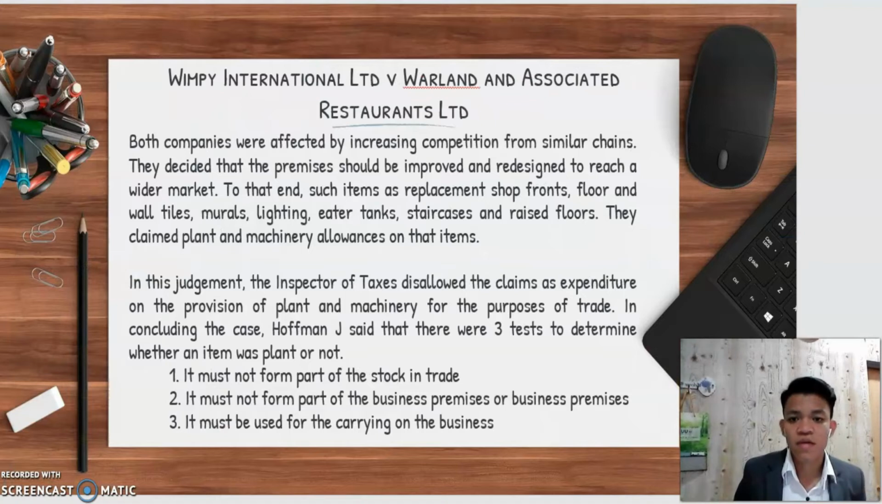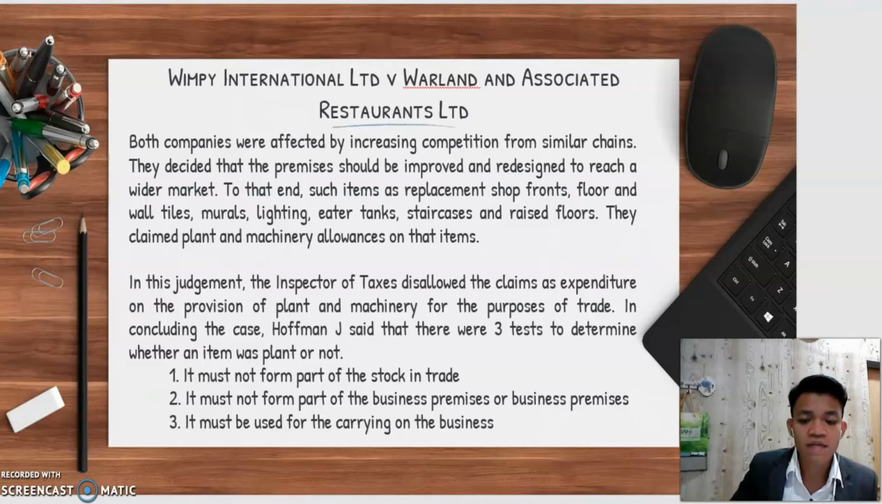For cases between Wimpy International Limited v. Warland and Associated Restaurant Limited, both companies were affected by increasing competition from similar chains. They decided that the premise should be improved and redesigned to reach a wider market. To that end, such items as replacement shopfront, floor and wall tiles, murals, lighting, heater tanks, staircase, and raised floor. They claimed plant and machinery allowance on the items.